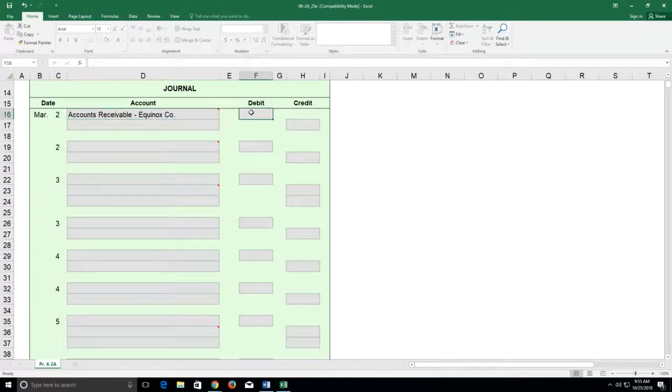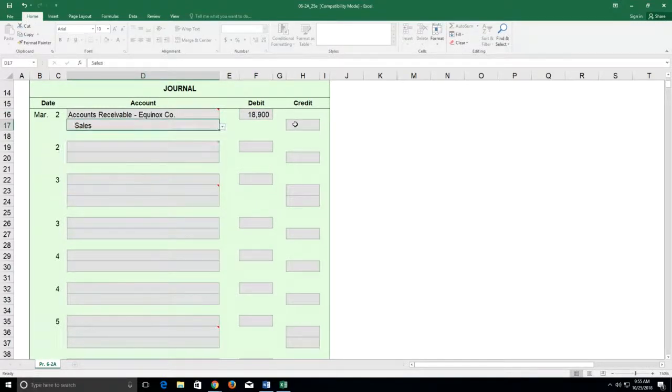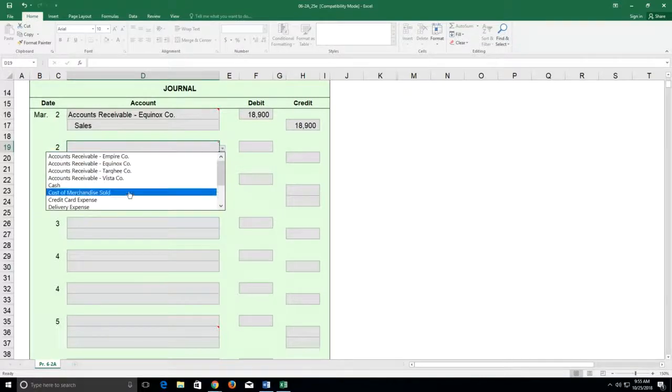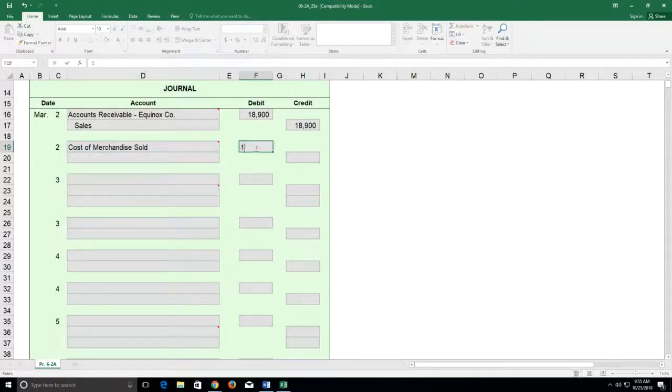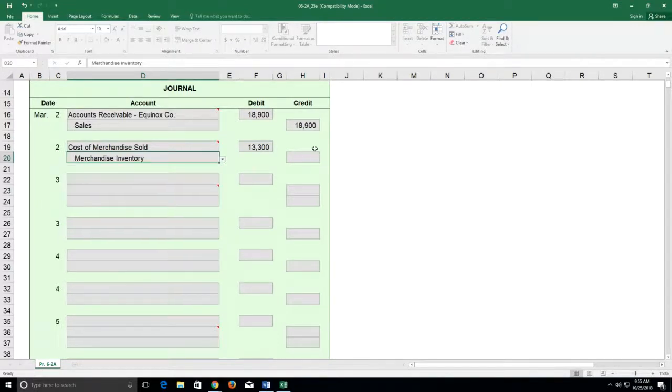So accounts receivable, Equinox, $18,900, and credit to sales for that same amount, $18,900. Now next, the problem tells us that this merchandise cost us $13,300. So cost of merchandise sold, now it becomes an expense to us. So we're moving it from an asset to an expense by crediting merchandise inventory.